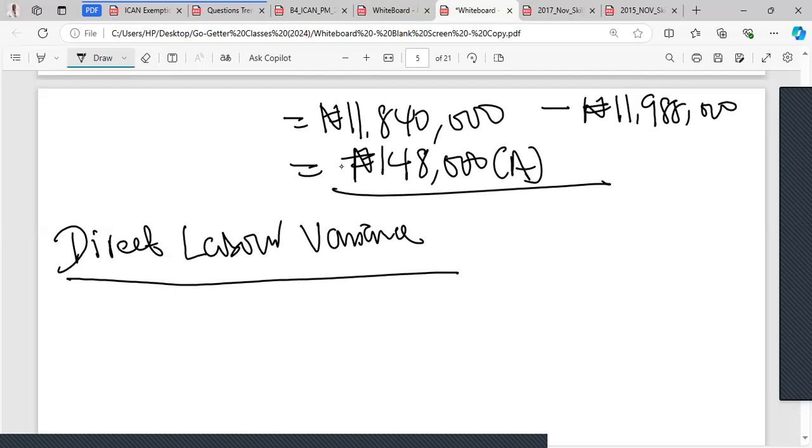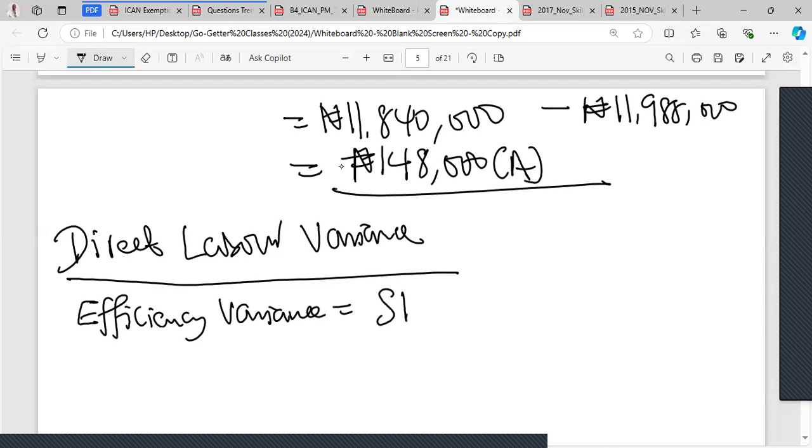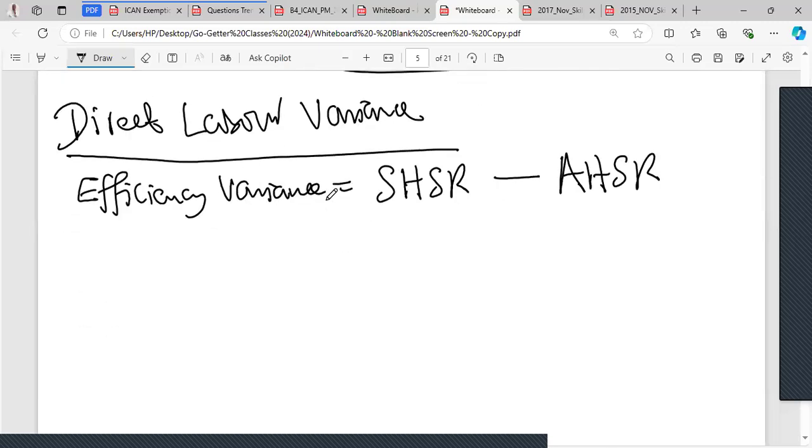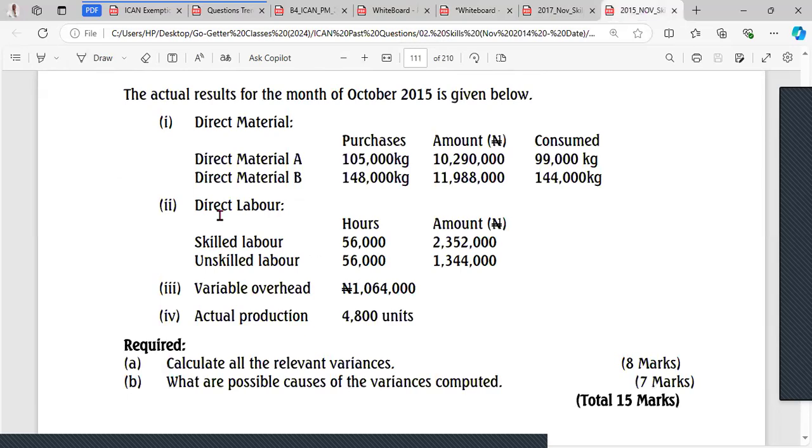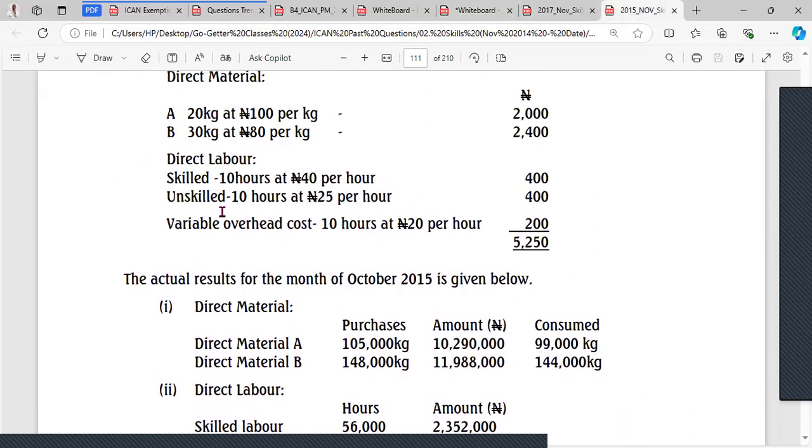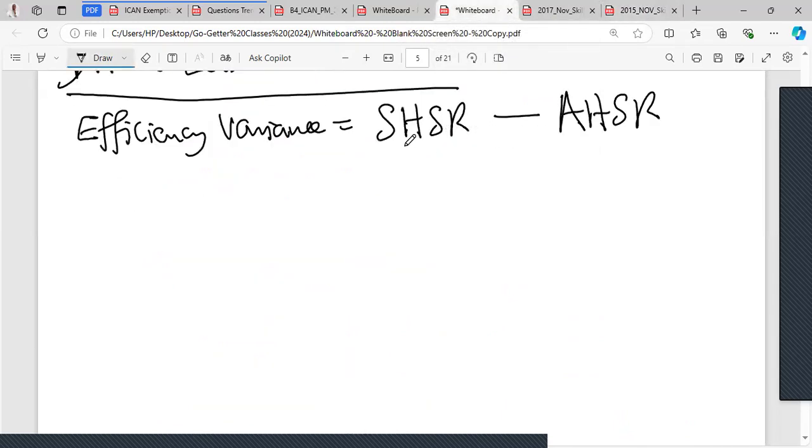So direct labor variances, we have efficiency variance, which is just the same thing as usage variance. All we are going to say is standard hours, standard rate minus actual hours, standard rate. So we are going to look at the efficiency variances now. We have two grades of labor, skilled and unskilled. So we are going to take them in two.